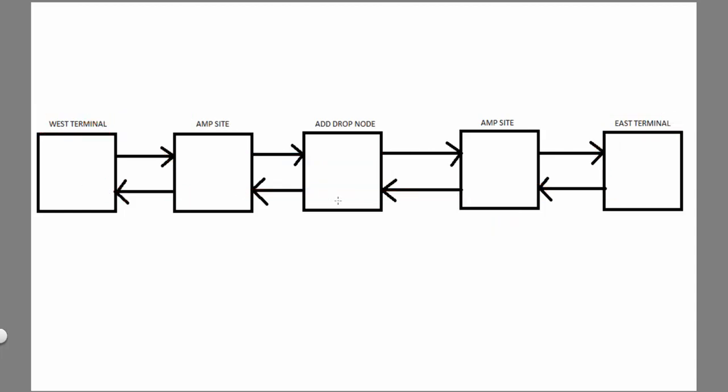If I were to say have a fiber optic span problem in between these two nodes, where it was a light level degrade of some sort or a fiber optic cut, and I need to check the light levels on the AMP site here and the add drop node here, I would want to check the light levels on the receive side coming into the node.